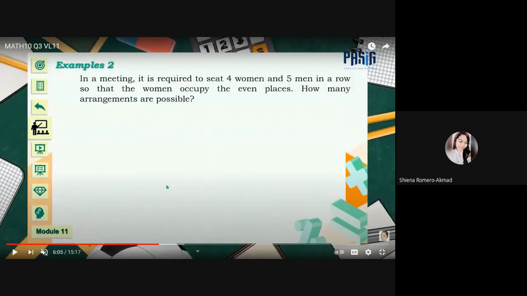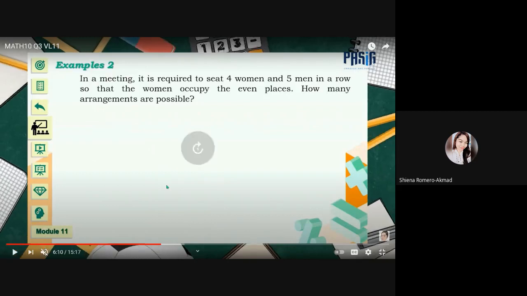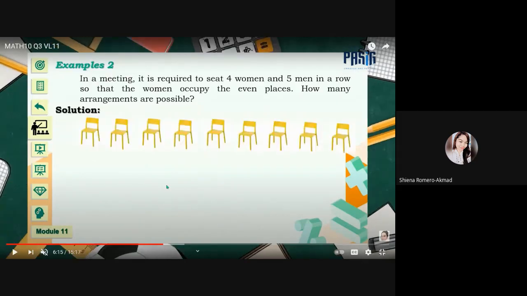Example number 2. In a meeting, it is required to sit 4 women and 5 men in a row so that the women occupy the even spaces. How many arrangements are possible? If you notice, there are 4 women and 5 men. That means 9 people are going to sit in a row. But the women are going to sit in even places. Where are the even places here?